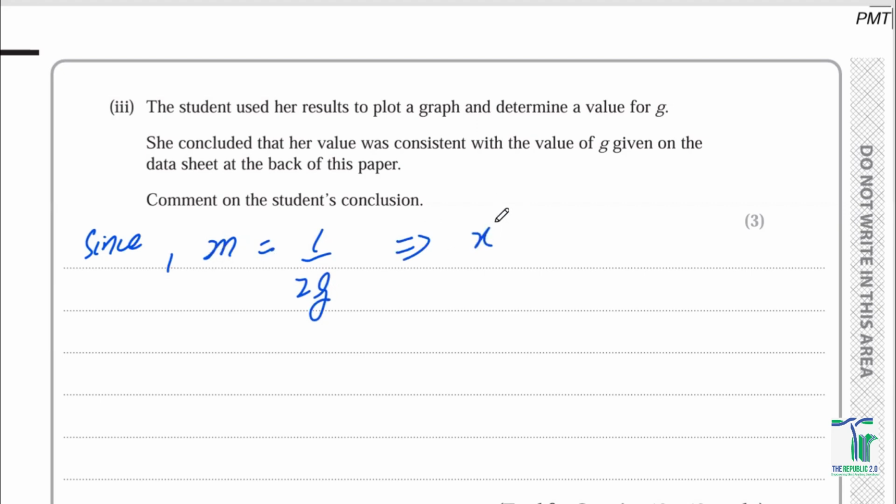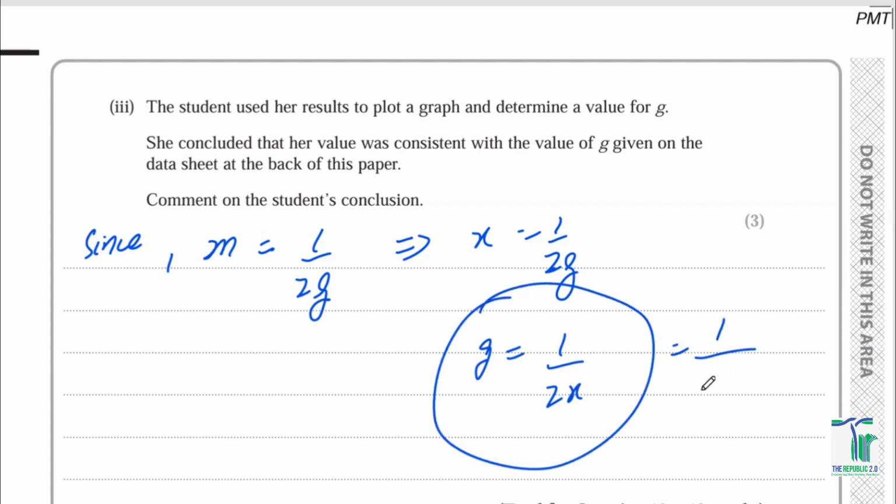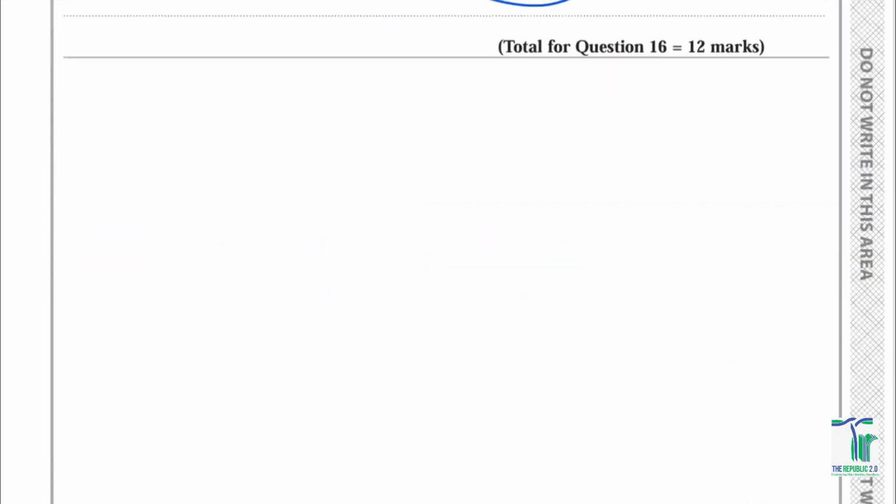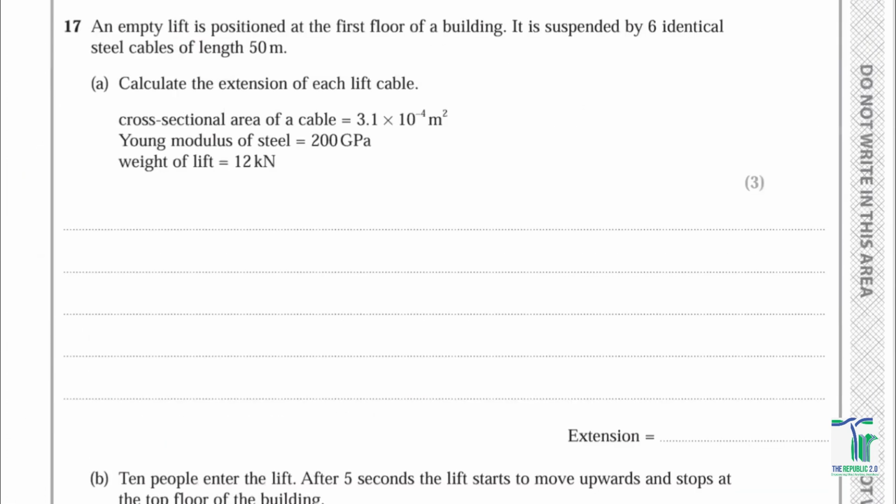And how can you find out the gradient? By using different methods. You can use a large triangle, a tangent method, or the 2-point form. Whatever method you're using, you'll have x. x equals 1 upon 2g. So swapping x and g, you end up with g equals 1 upon 2x. By just multiplying the gradient by 2 and taking the reciprocal of it, you get g. Is that clear? That is how we get the value of g, and it must be somewhere around 9.5, or 10, or 10.1 or something like that. It must be fine. Okay, now we have question number 17.